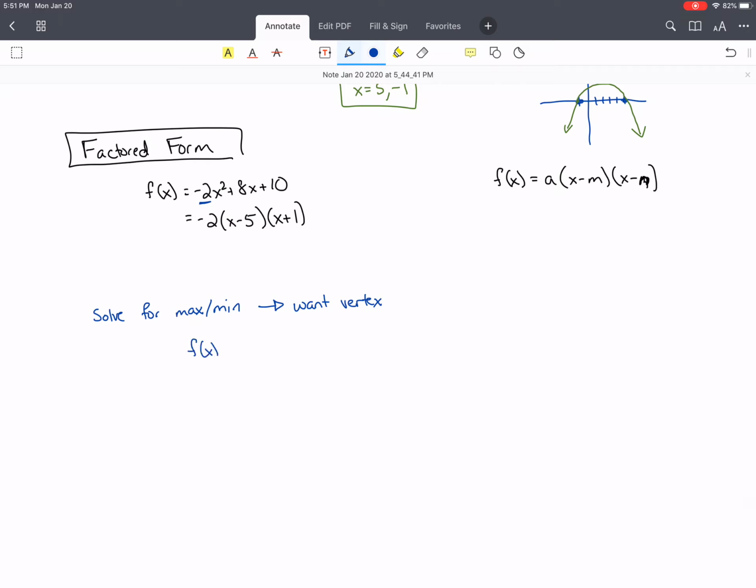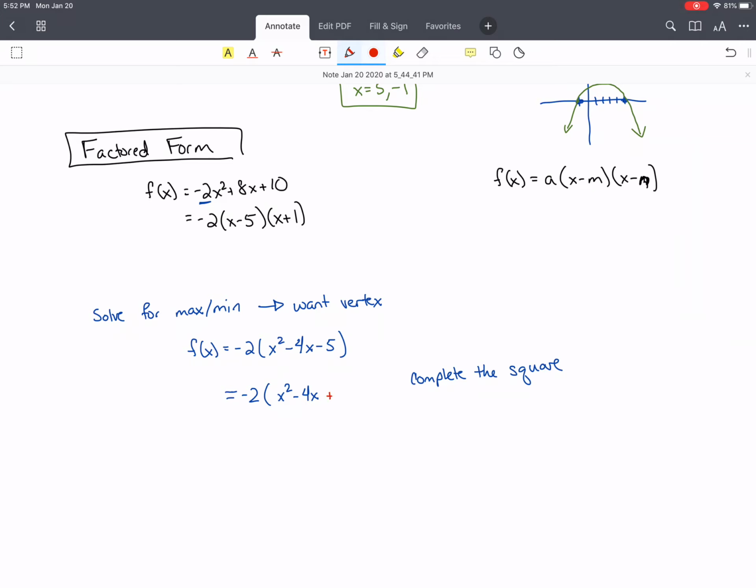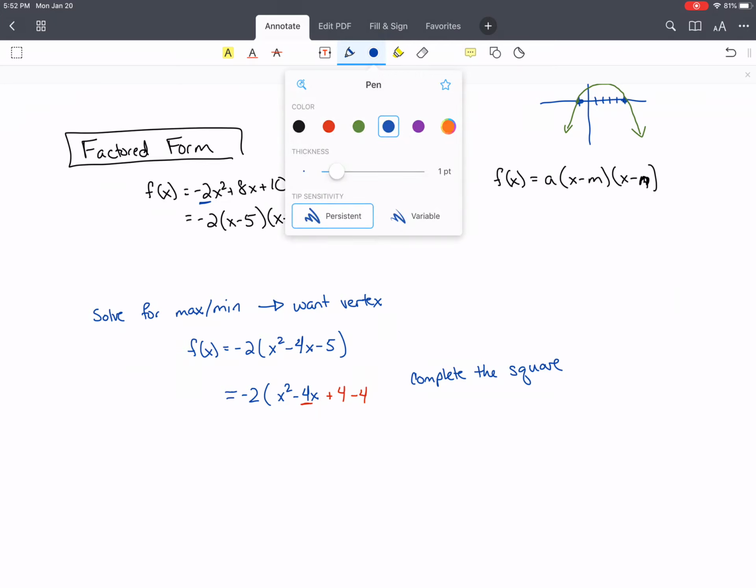So going back to my original equation, after we factored the negative 2 out, I had x squared minus 4x minus 5. You might remember from Math 95 or from intermediate algebra, there's a process called completing the square. We're not going to go into detail on that, but essentially, if I were going to complete the square, I would want to add and subtract something that would make this a perfect square. In this case, my b is negative 4. I divide that by 2, negative 2, square that, I'd get 4. So I'm going to add and subtract 4.